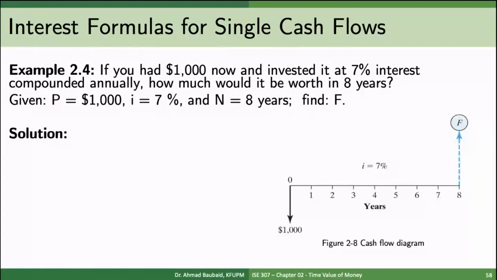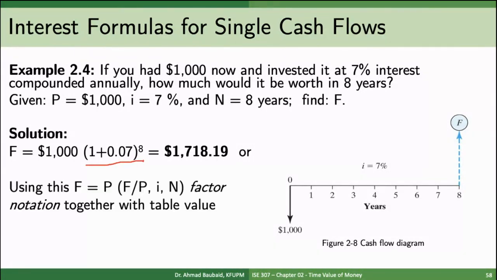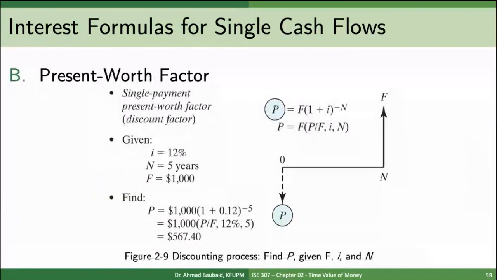So here's an example. I'm going to skip over this because we've seen this sort of example plenty of times. It's just saying that you can either use the formula or use factor notation and look it up from a table, which I already told you. The answer should be the same.